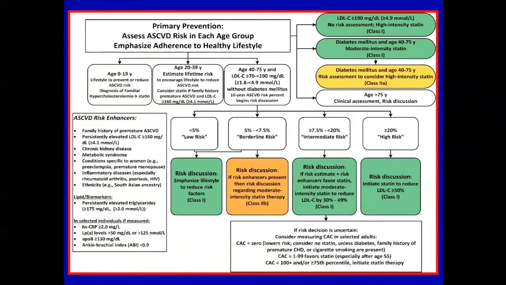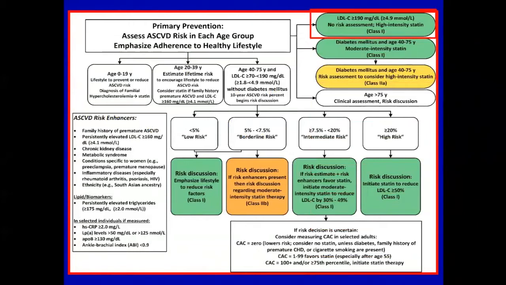Things that are in green are class one recommendations. Something that should be done. As I said, 2A are those that you can do. And again, 2B would be something that may be done. So let's start out with the first group. That's the group of LDL cholesterol greater than or equal to 190.